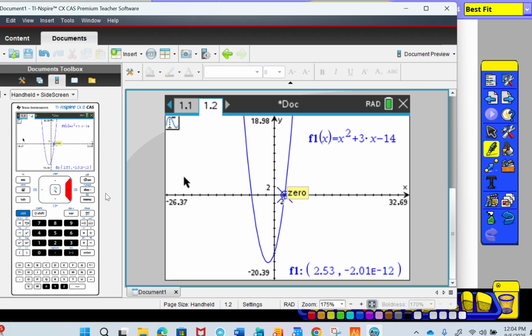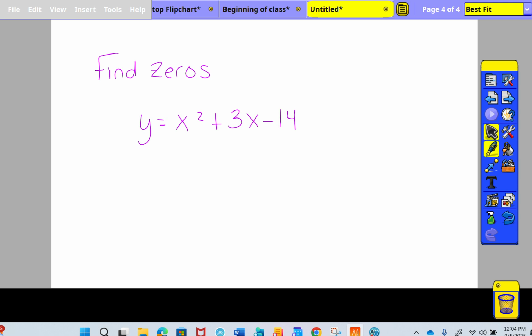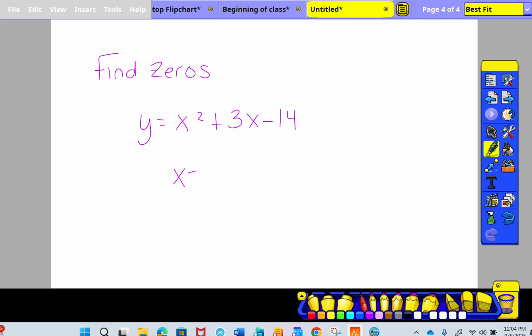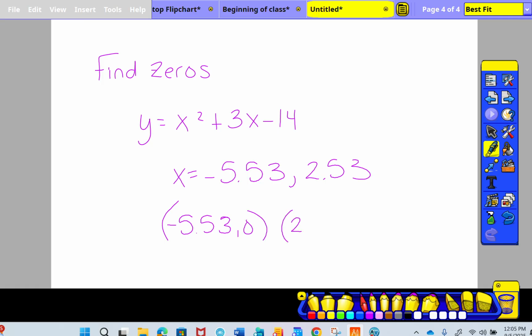You can write them 2 different ways. Either one is fine with me. So you can write x equals negative 5.53 and 2.53. You can write it like that as x equals, or you can write them as point values: negative 5.53, 0 and 2.53, 0. Either way is fine.